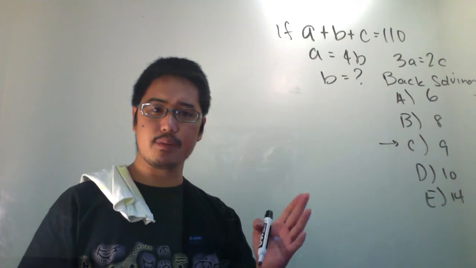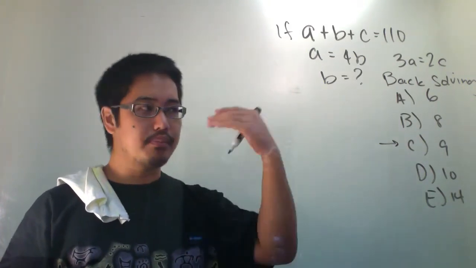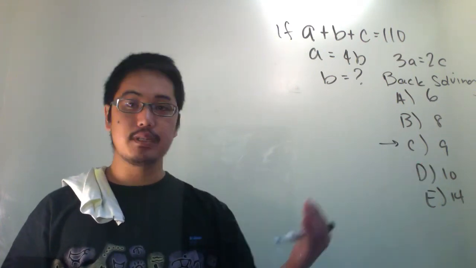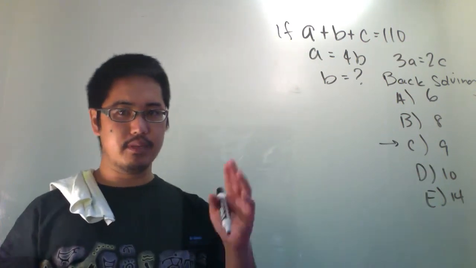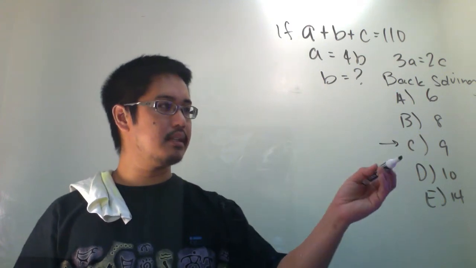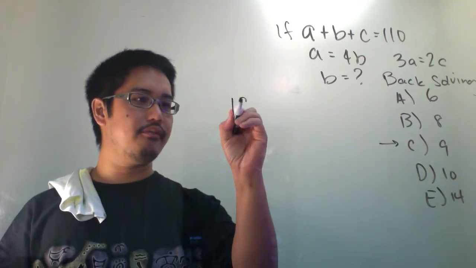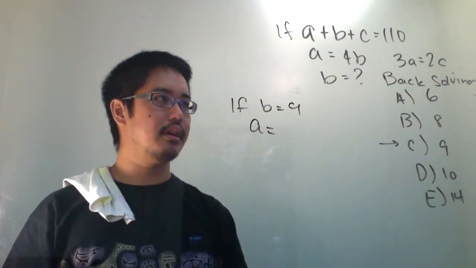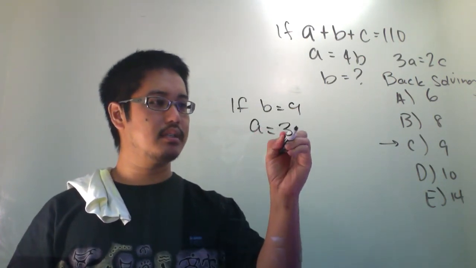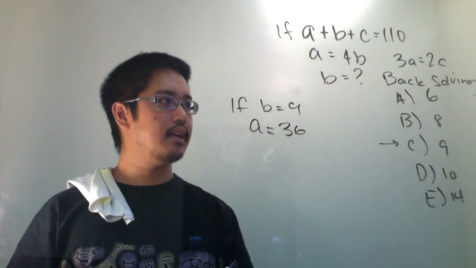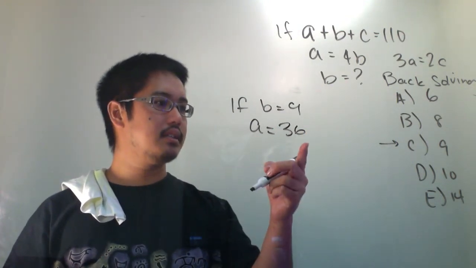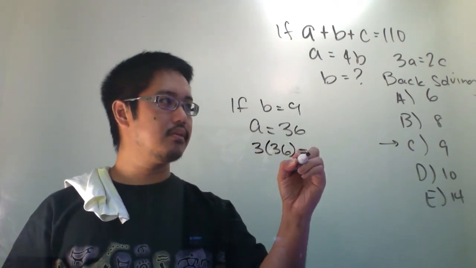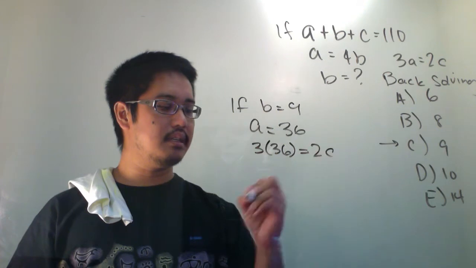And I'll tell you the reason why. What we want to do is plug in these numbers to try to figure out which one is correct. And I always start with the middle number, and there's a specific reason why, but let's get into that. But first, let's plug in this number. I'm going to say, well, what if b equals 9, then a equals 9, 18, 27, 36, right? Because 4 times 9. And if a is 36, then 3 times 36 equals 2 times c.